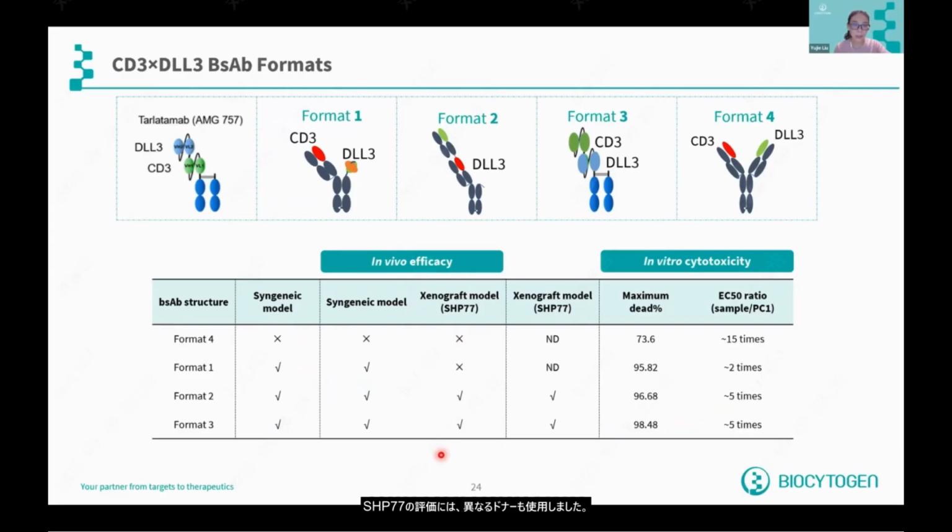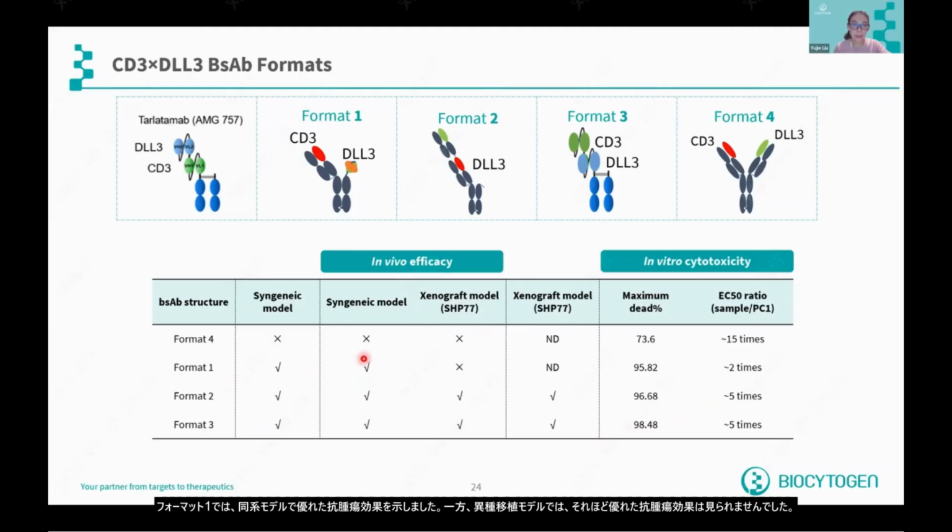SHP77. And we found that for Format 2 and Format 3, the syngeneic model and xenograft model both show very good anti-tumor efficacy. And for Format 1, they showed good anti-tumor efficacy in the syngeneic model, and for the xenograft model, we didn't find a very good anti-tumor effect. So these two models look like they are translatable, but we are also collecting more data for further evaluation and to make a more solid summary.